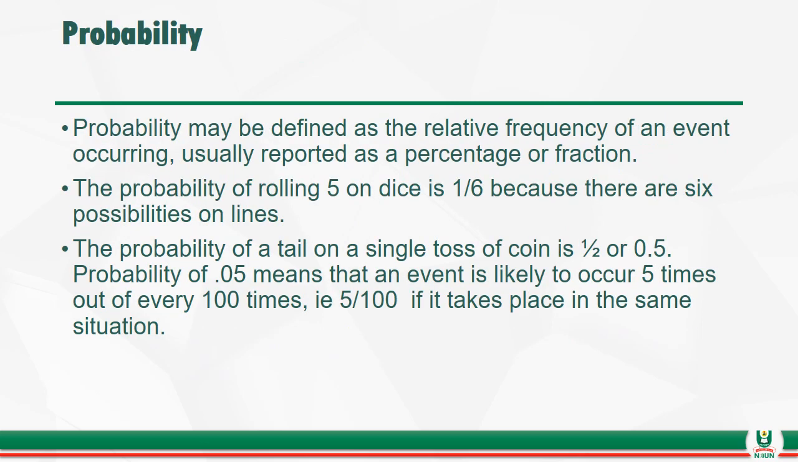Then we go to probability. Probability may be defined as the relative frequency of an event occurring, usually reported as a percentage or fraction. The probability of rolling a 5 on a die is 1/6 because there are 6 possibilities on the sides. The probability of a tail on a single toss of a coin is 1/2 or 0.5. A probability of 0.05 means that an event is likely to occur 5 times out of 100 times. That is 5/100, so it takes place in the same situation.